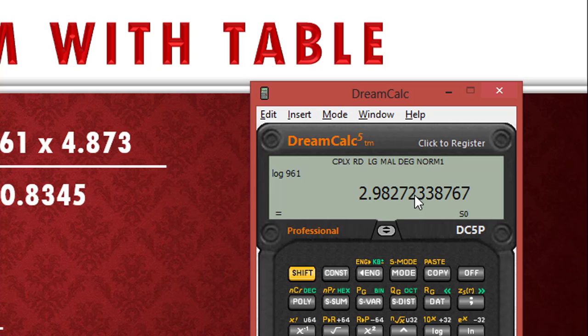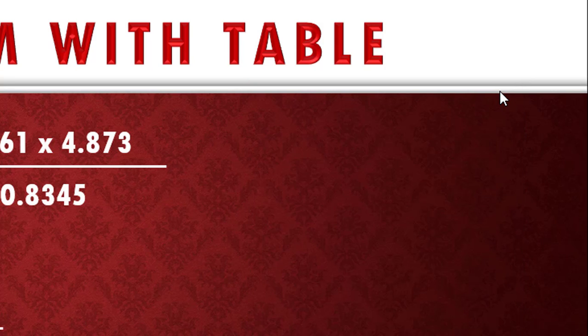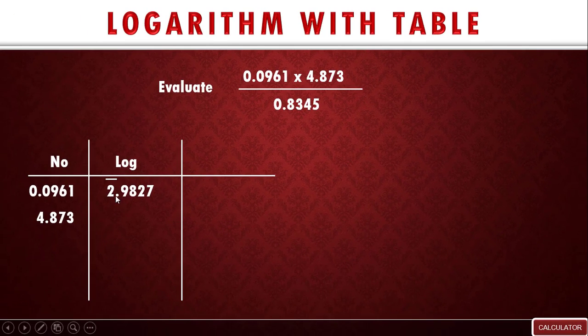If you need to do any approximation to that 7, you need to do it. If you look at the number before the 7, approximating it gives you 0, so it still stays 9827. So 9827 is what we have there. That means the logarithm of 0.0961 will be about bar 2.9827.